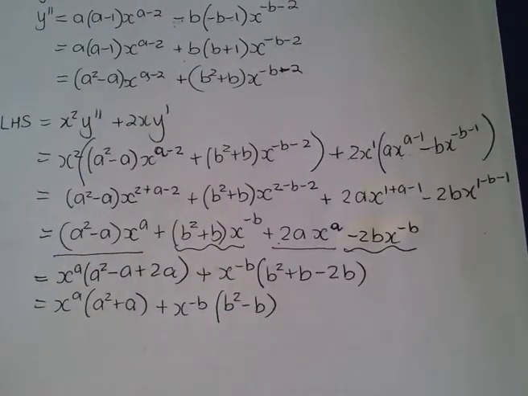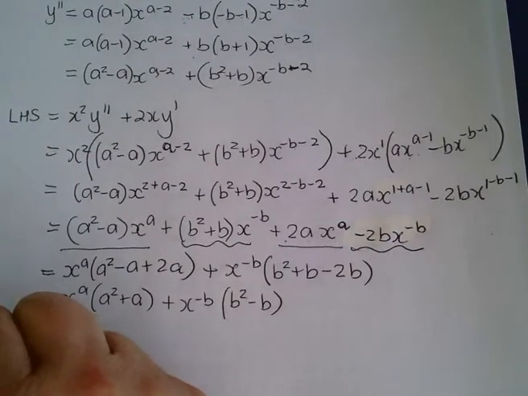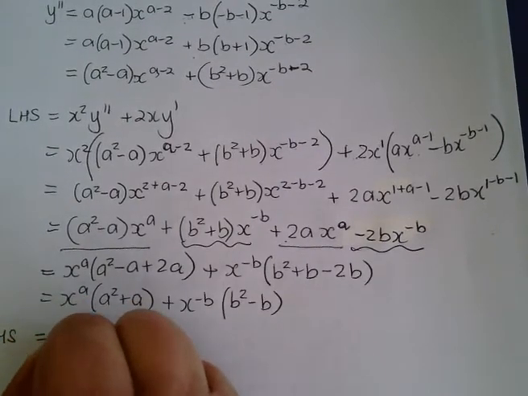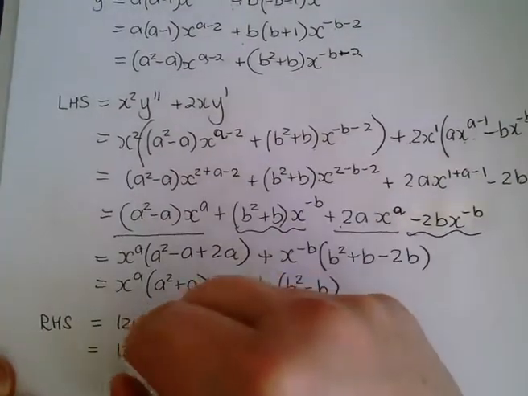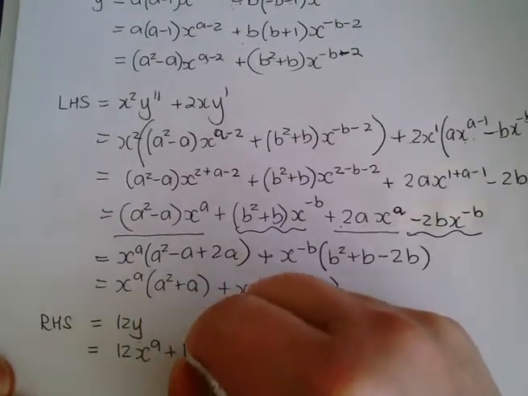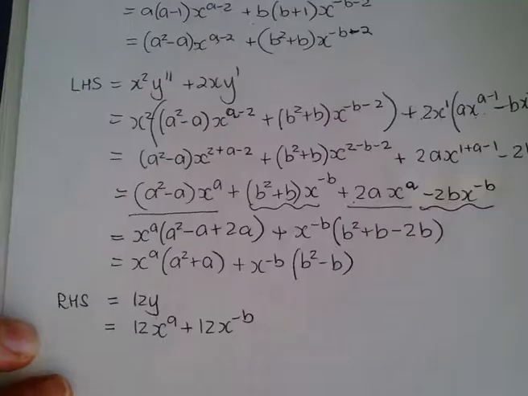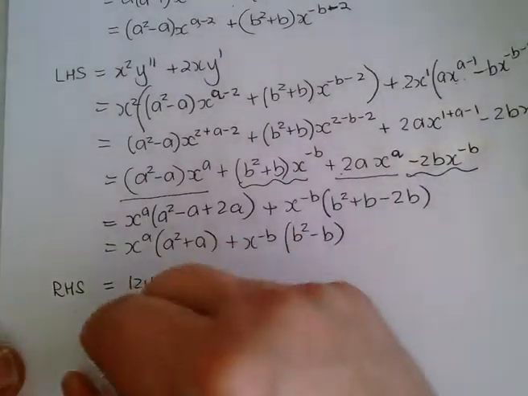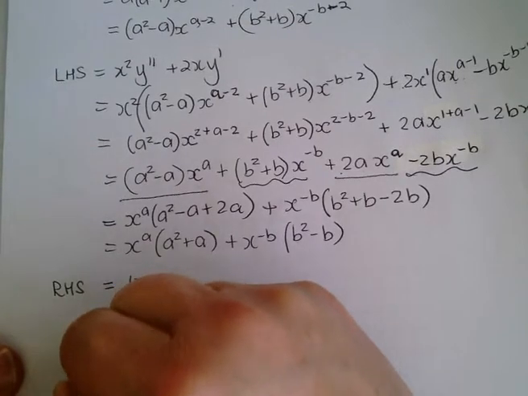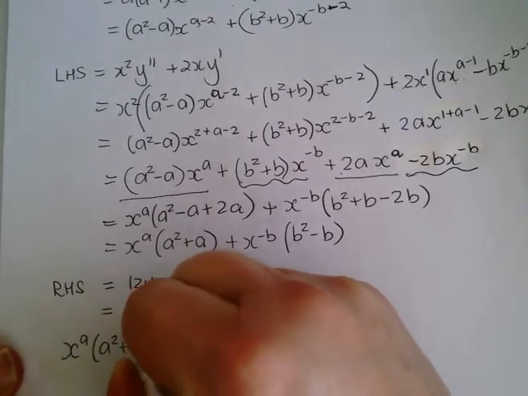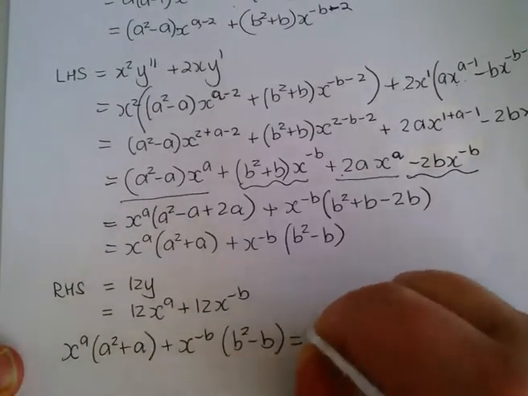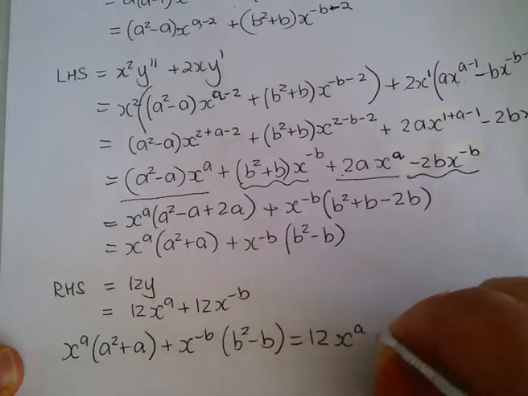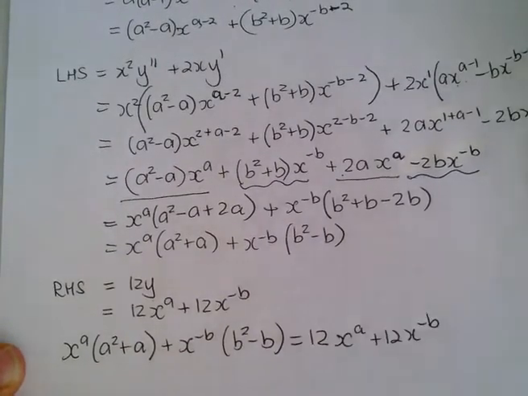All right, let's work on the right-hand side. Right-hand side, and then we're going to put them together. Right-hand side is 12y, which is 12x to the a plus 12x to the negative b. Now we're going to solve the equation. Left-hand side equals right-hand side. So therefore, x to the power of a squared plus a, plus x to the negative b squared minus b, equals 12x to the a plus 12x to the negative b.